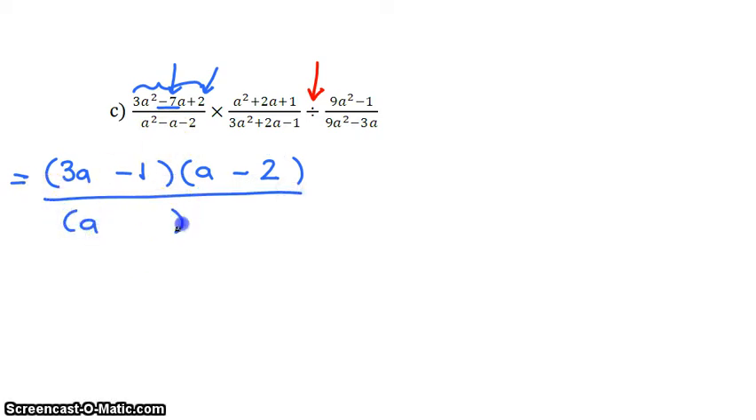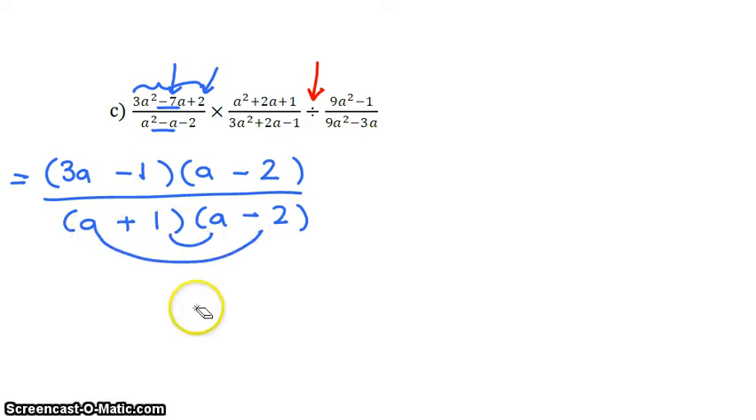We factorize the bottom. Also a trinomial, which means it's a times a, and also 2 and 1, because the only things multiplied together to give me 2 is 2 and 1. Now it's minus a, and we've just practiced one exactly like this. So it was minus 2 and positive 1, because the middle terms, minus 2a plus an a, would give me minus a.